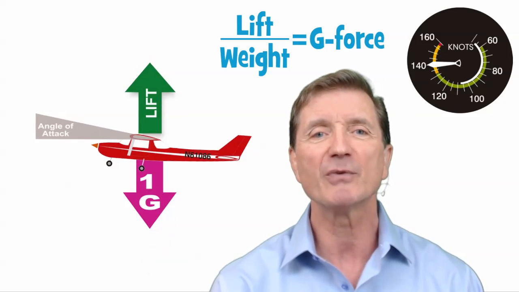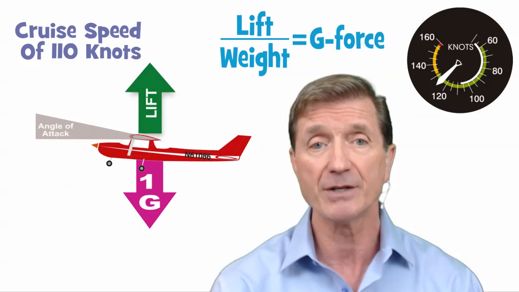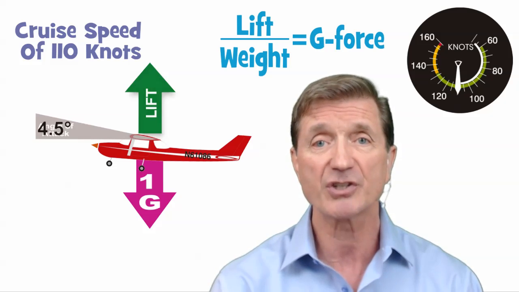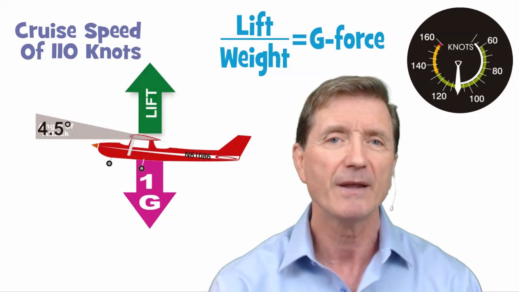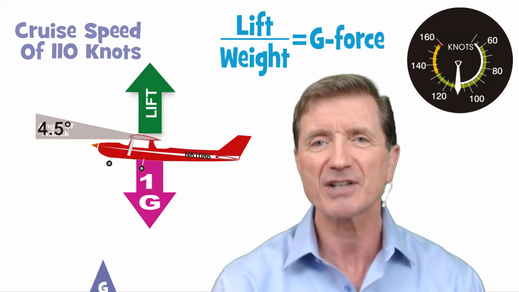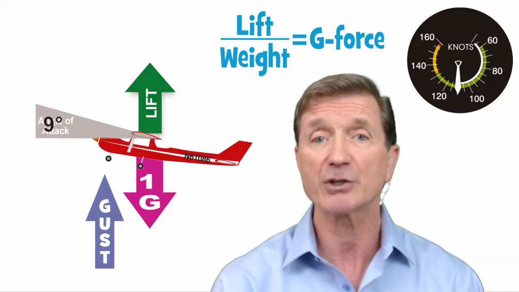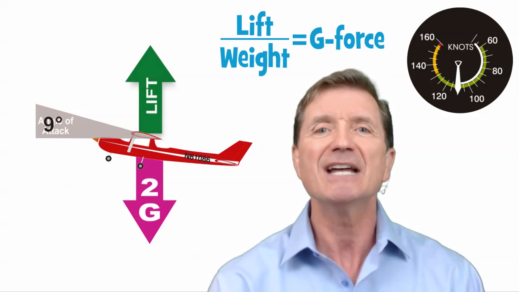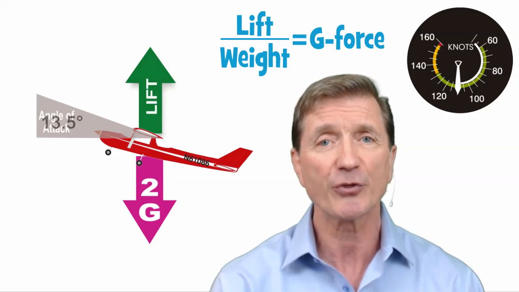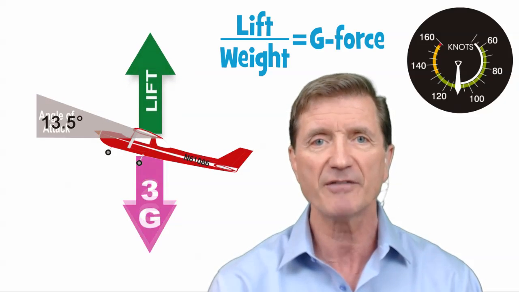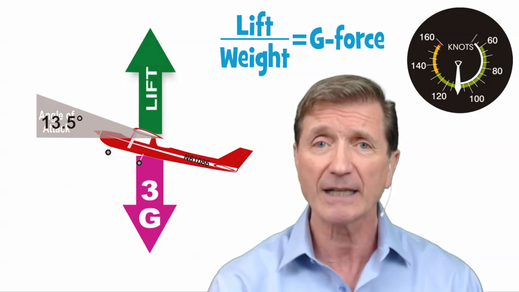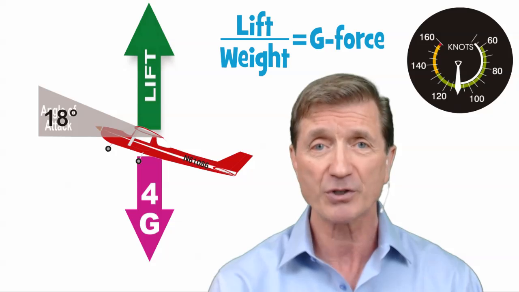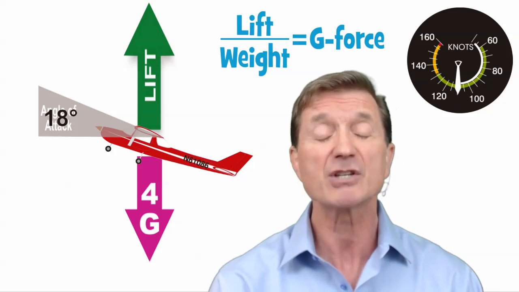Now, watch what happens if we slow our airplane down to 110 knots. At 110 knots, a 4.5 degree angle of attack is necessary for a 1G level flight condition. If at 110 knots we suddenly double the original angle of attack to 9 degrees, then lift doubles. We are now feeling 2 Gs. A sudden tripling of the original angle of attack to 13.5 degrees triples the lift, and we experience 3 Gs. And finally, quadrupling the original angle of attack to 18 degrees produces 4 times as much lift. Therefore, we experience 4 Gs.